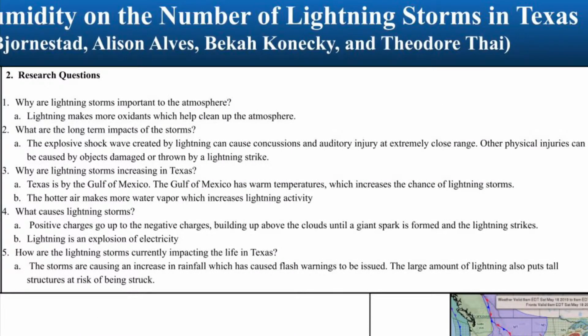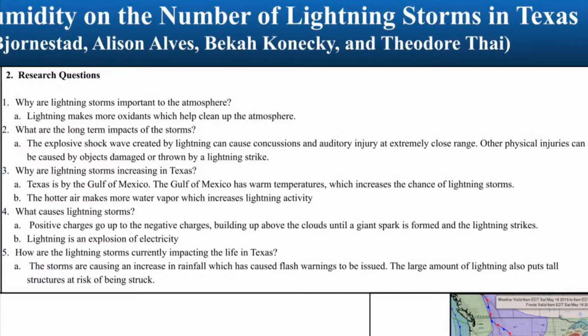Research questions. Why are lightning storms important to the atmosphere? Lightning makes more oxidants, which help clean the atmosphere. What are the long-term impacts of the storms? The explosive shock waves created by lightning can cause concussions and auditory injury at extremely close range. Other physical injuries can be caused by objects damaged or thrown by a lightning strike.